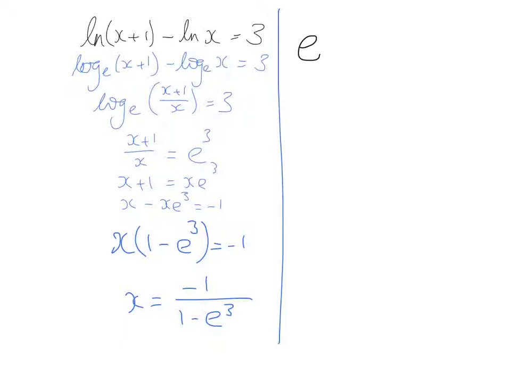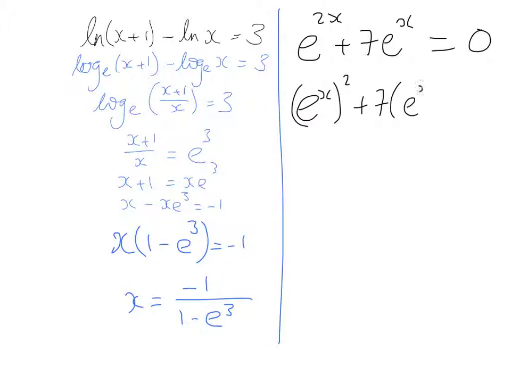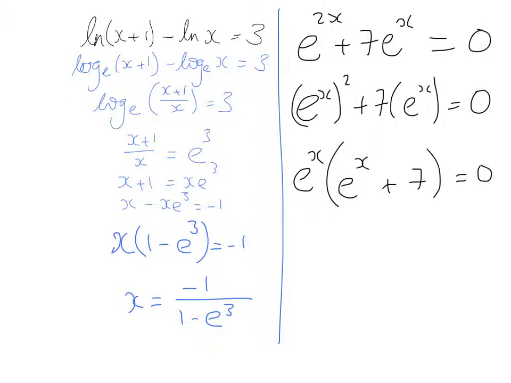Okay, what about this one? e to the 2x plus 7e to the x equals 0. Okay, so I've got (e to the x) squared plus 7 lots of e to the x. So I can pull out an e to the x, times (e to the x plus 7). If you found that step hard, try writing it like this. y squared plus 7y is 0. And instead of y, really it's e to the x. So that obviously factors out a y. y times (y plus 7), where the y is an e to the x.